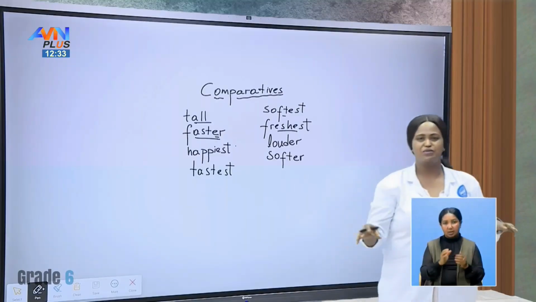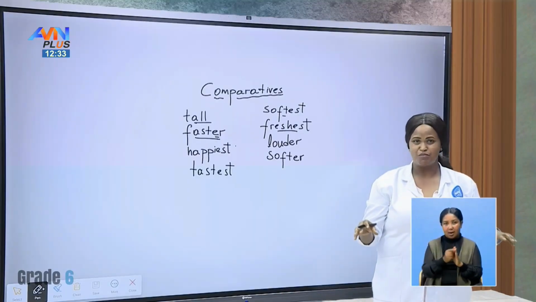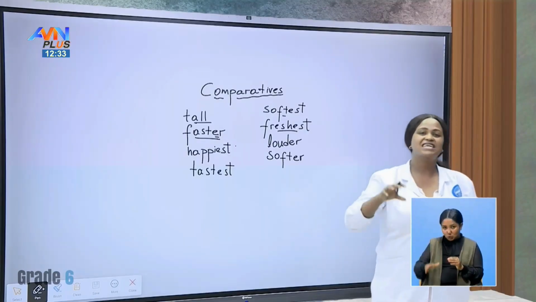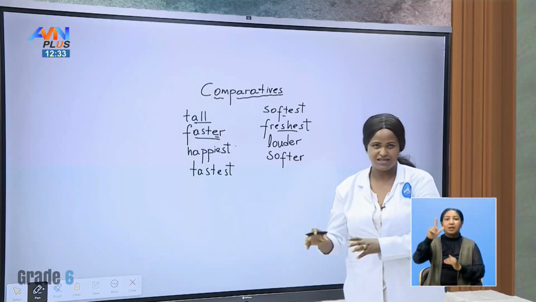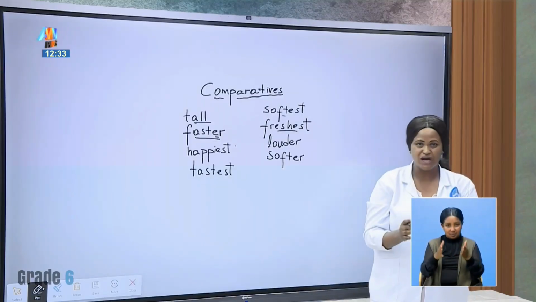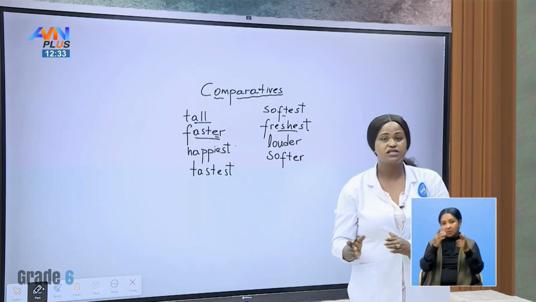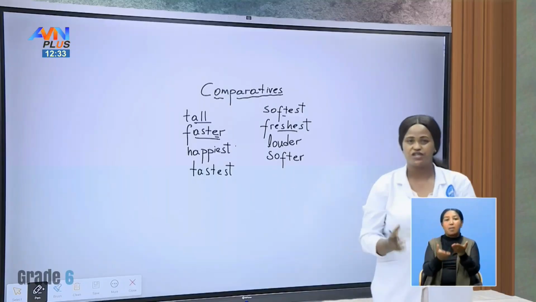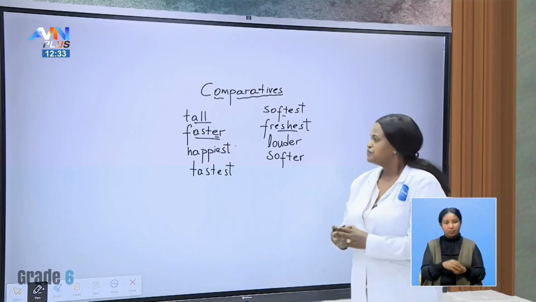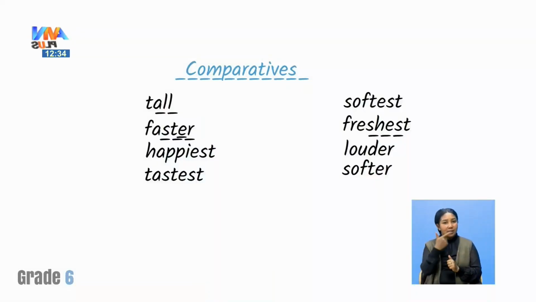Let's go to the animals, for example. Max is Tim's dog. Max runs faster than Lily's kitten. You see? Faster. Instead of saying fast, we use faster, which we call comparative adjectives or comparative degree. All right? Okay.